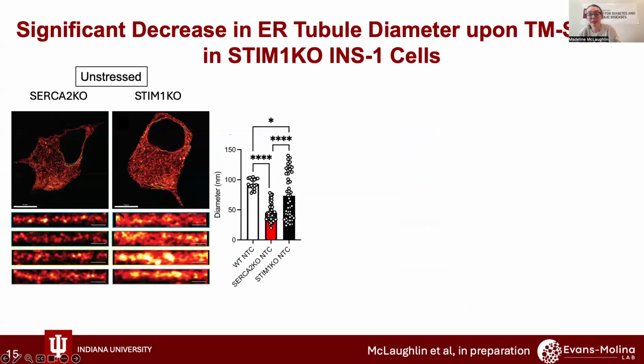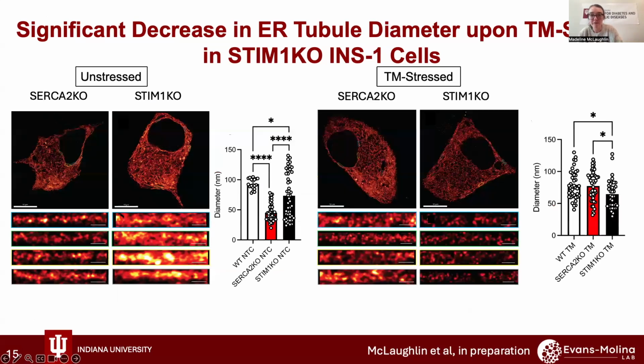Looking at ER tubule diameter, there was a significant decrease in diameter at baseline conditions in both the SERCA2 knockout and STIM1 knockout INS1 cells, perhaps due to an increased level of stress even at baseline. Further, when tunicamycin stress was added, there was a further decrease in ER tubule diameter of the STIM1 knockout INS1 cells.